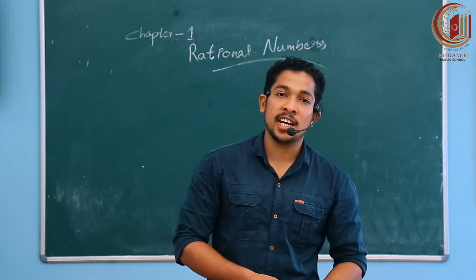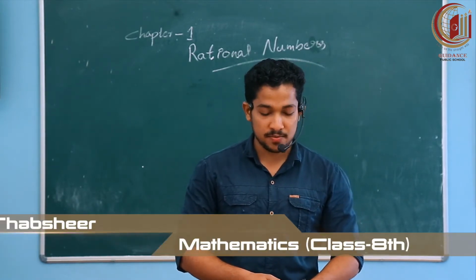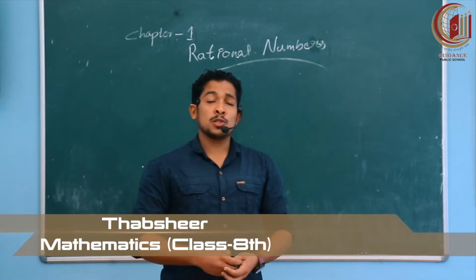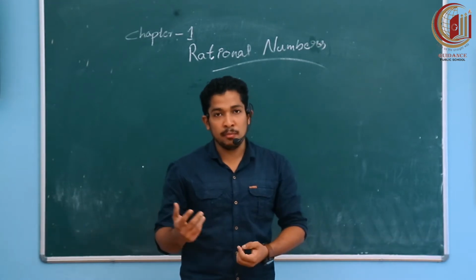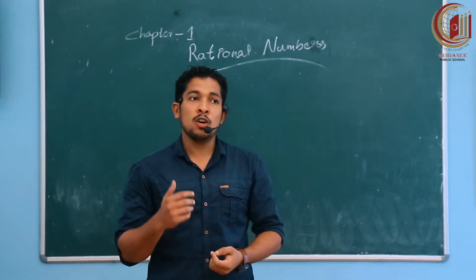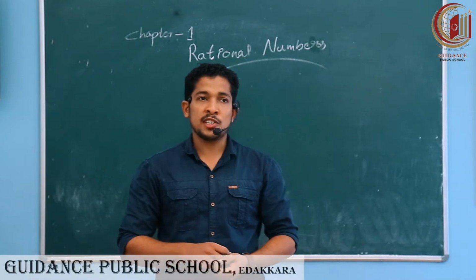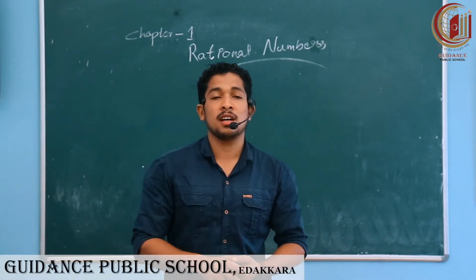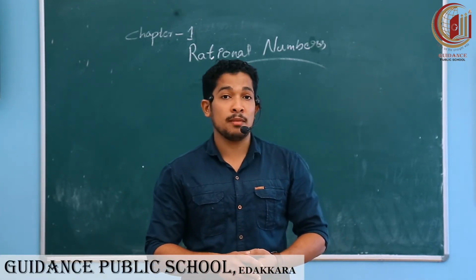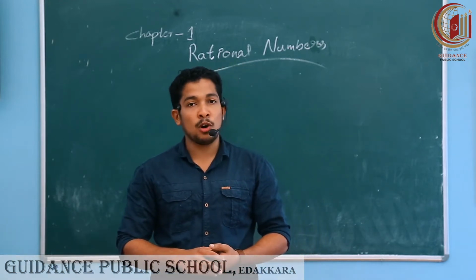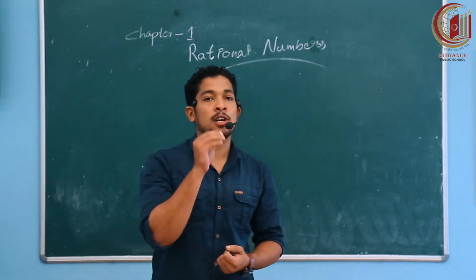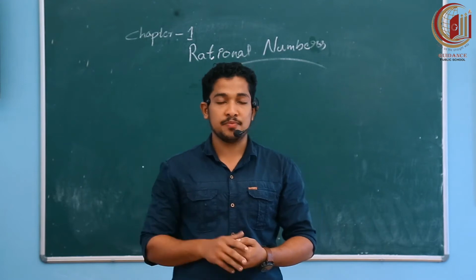Now, we can start our first chapter, rational numbers. You are also familiar with natural numbers, whole numbers, integers. And now we discuss rational numbers. First of all, what do you mean by natural number? Natural numbers are counting numbers because they are used for counting. They start from 1, 2, 3, etc.